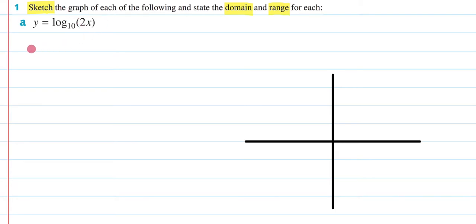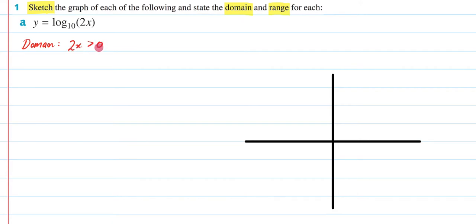So what is my domain? Well, I know when it comes to log graphs that my argument here, so what I'm actually logging itself, what's inside my brackets, it has to be greater than 0. So right here, 2x is going to have to be greater than 0. And think about that for a second. If I was logging 0, it wouldn't work. You can't log 0 and you can't log a negative number. So that means whatever is inside here, whatever it is, you just say it has to be greater than 0. That's how you find your domain.